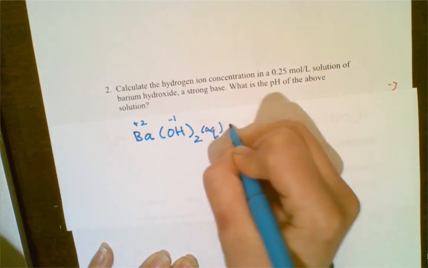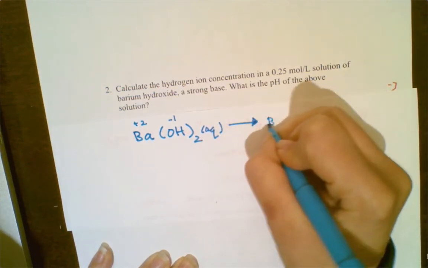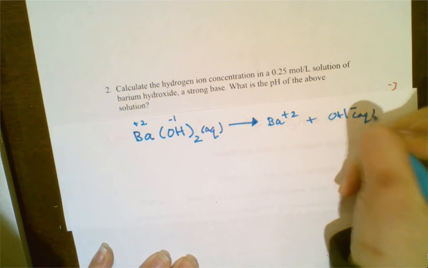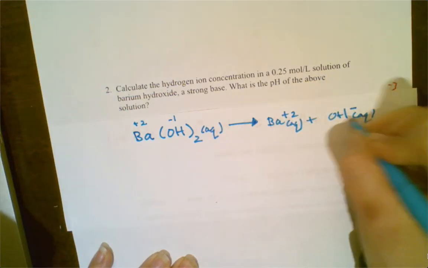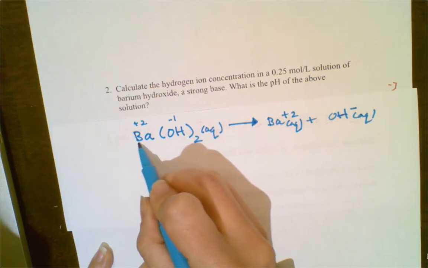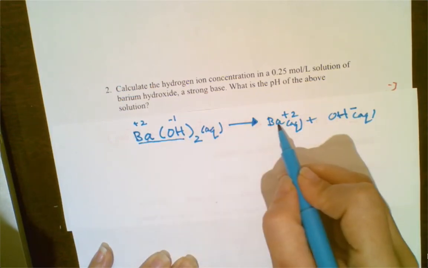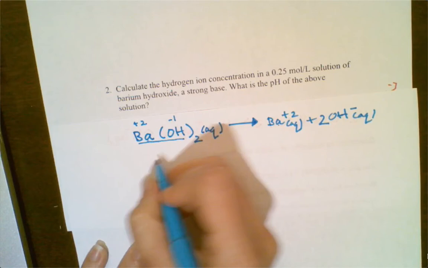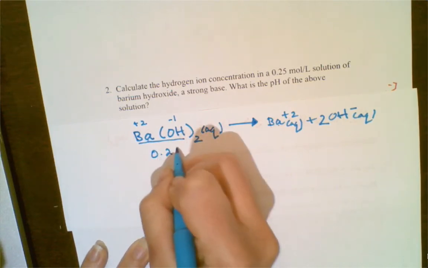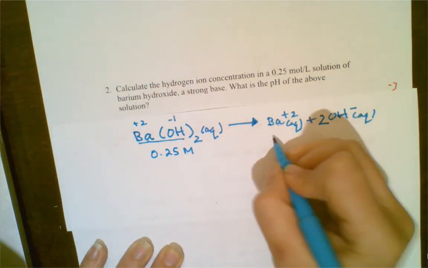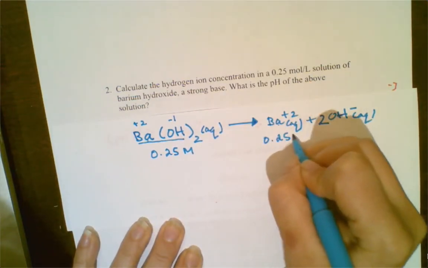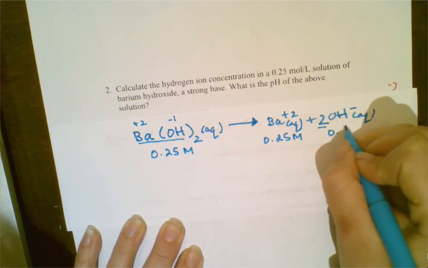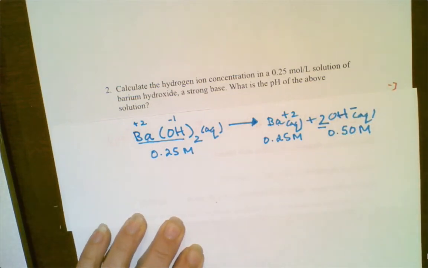And when this base dissociates, because it's strong, it will produce the barium ion, and it'll also produce the hydroxide ion. Again, we really put the aq there to say dissolved in water. We want to take a look at the relationship. For every one of these that dissociates, 1 barium ion is liberated and 2 hydroxide, so I put a 2 there. They're telling me that the concentration for this base is 0.25 moles per liter. So that means that the concentration of barium is also going to be 0.25, but the concentration of hydroxide is going to be 2 times that amount. So we're going to have 0.5 moles per liter.